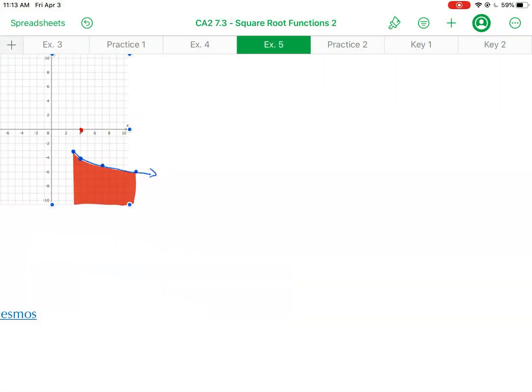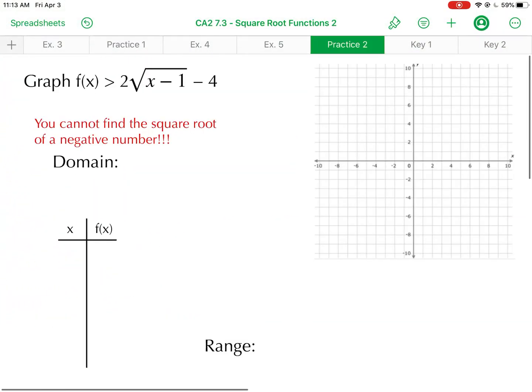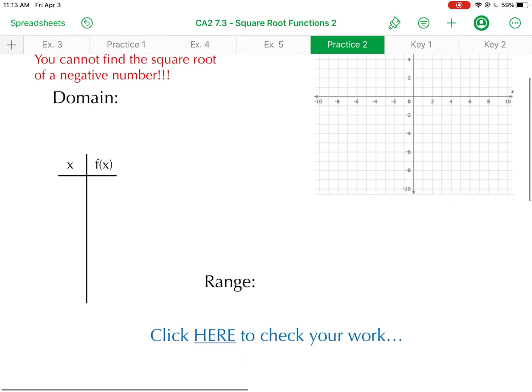Okay, so at this point, it's your turn to practice here. You're going to move over to practice 2. Try that on your own, and when you're done, click at the bottom there to check your work.